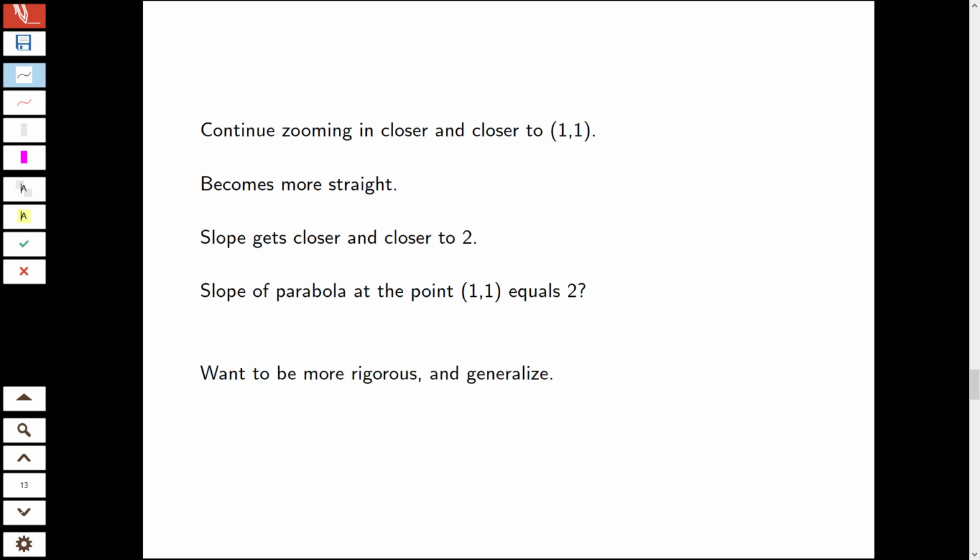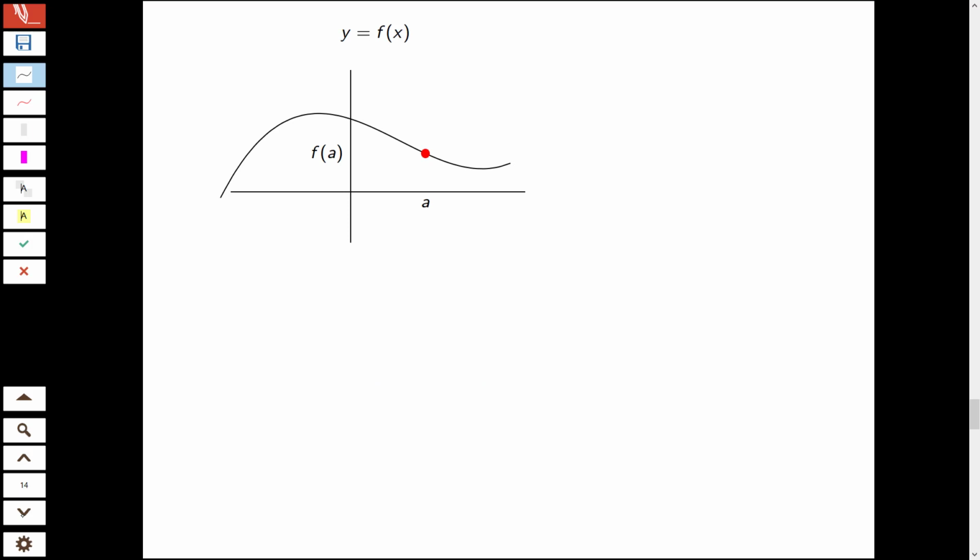Now what we've done is not very rigorous, so I want to be more precise, and I also want to generalize beyond just looking at the function f of x equals x squared. All right, so here I just have some arbitrary function f of x. I have a picture of its graph. I've marked one particular point on the graph with x coordinate a and y coordinate f of a.